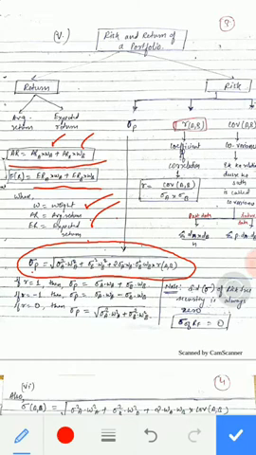Standard deviation of portfolio is the root over of A square plus B square plus 2AB. A is standard deviation of A into weight of A, B is standard deviation of B into weight of B, and 2AB is 2 into A into B into R. R is the coefficient of correlation.